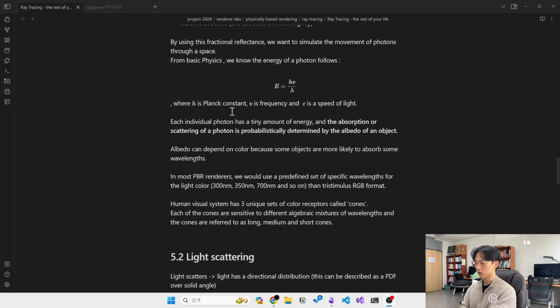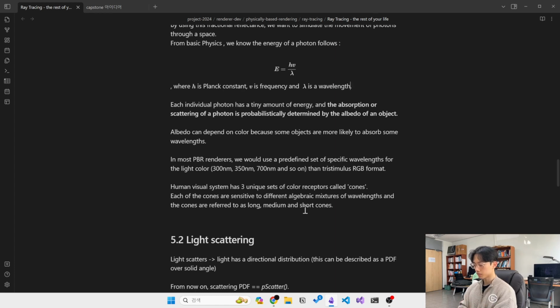where h is the Planck constant, v is the frequency, and c is the speed of light, and lambda is the wavelength. Okay, so each individual photon has a tiny amount of energy, but the absorption or scattering of a photon is probabilistically determined by the albedo of an object.